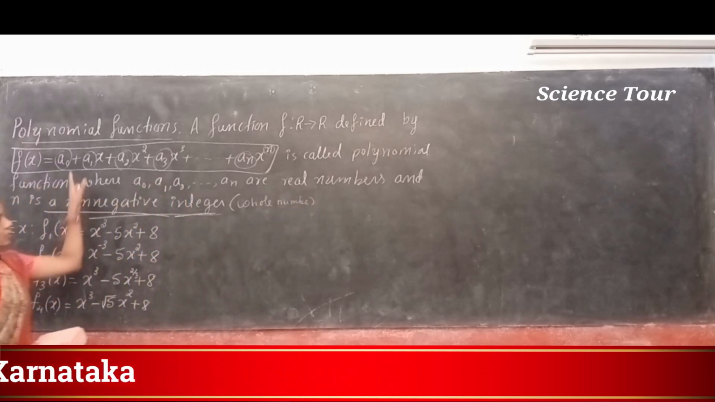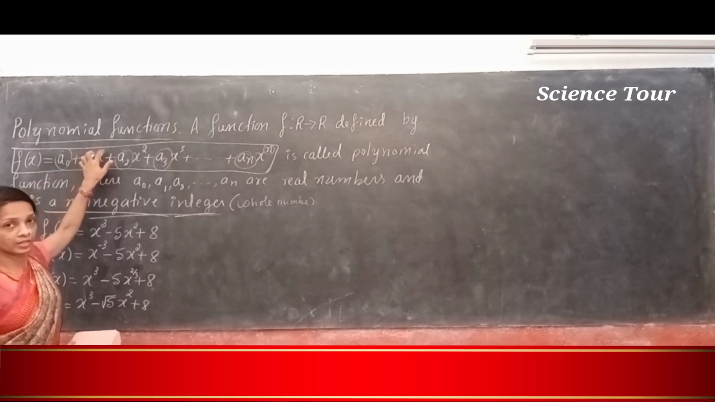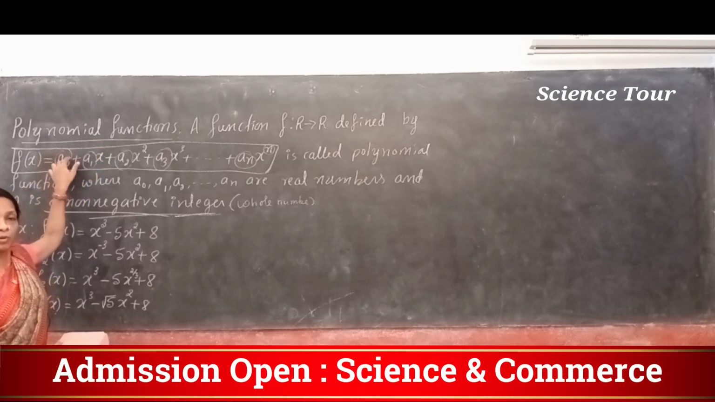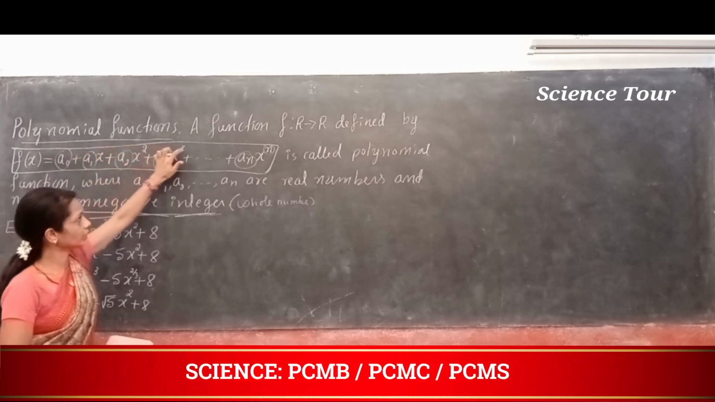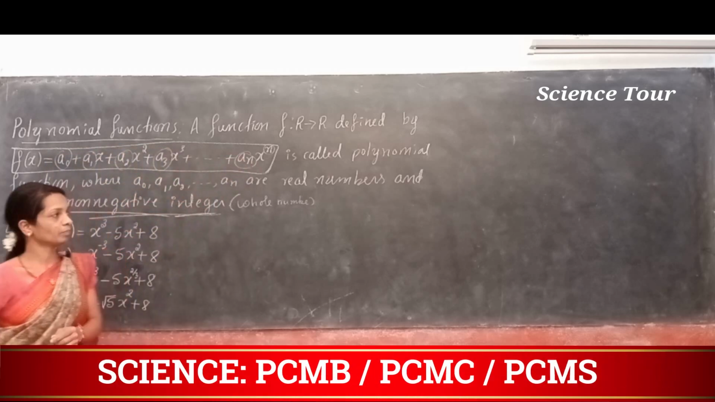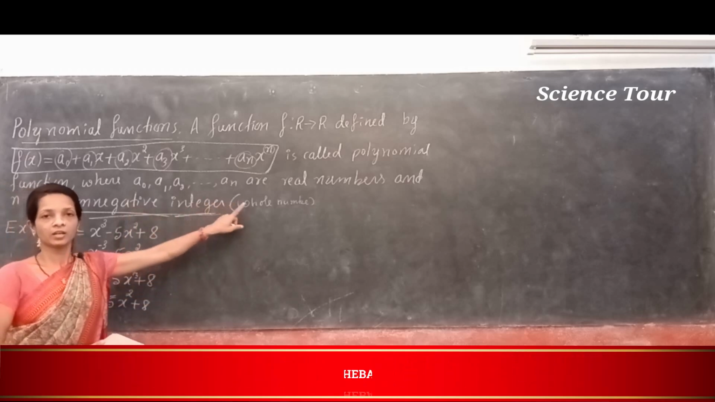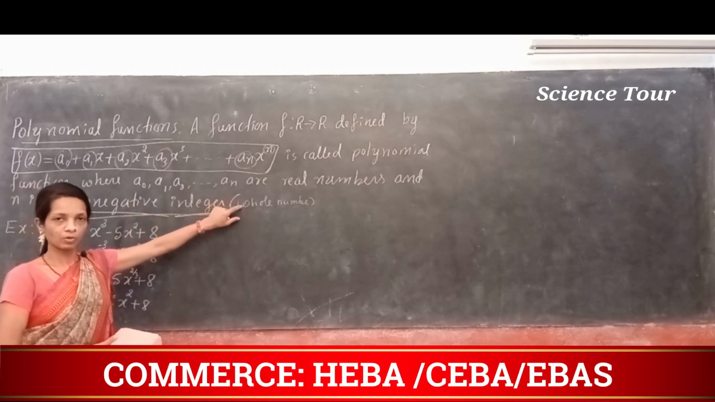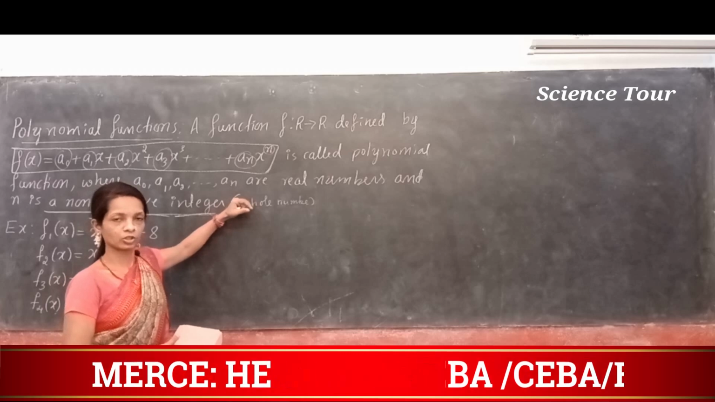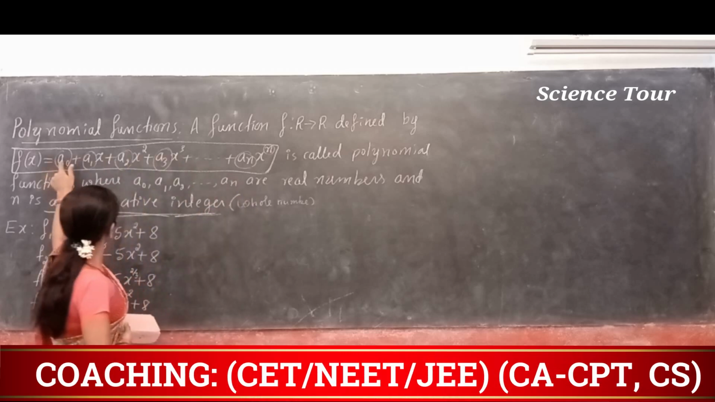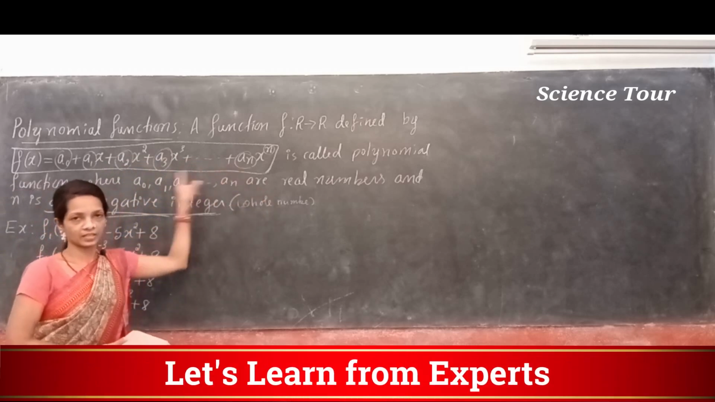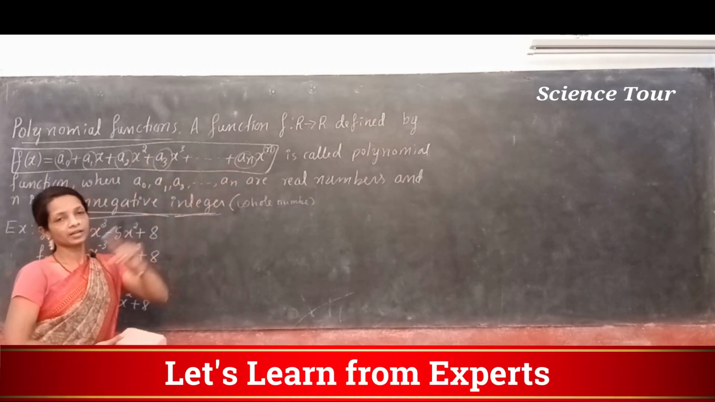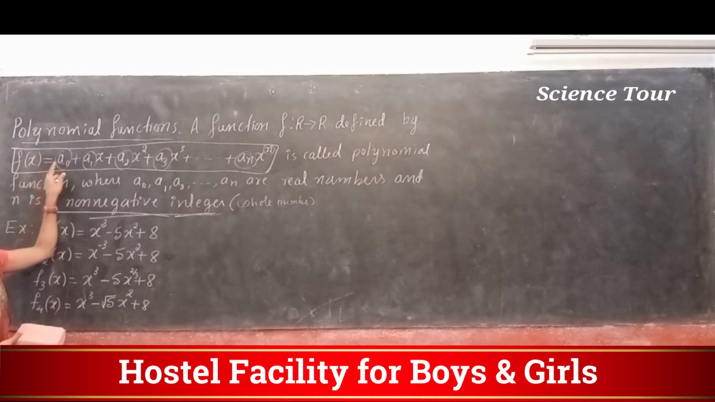If you see each power of x, where nothing is there, the power of x is 0. Next, x means x power 1, 2, 3 like that. The power of x should be a non-negative integer, meaning a whole number, and these coefficients a naught, a1 etc an are real numbers. So functions defined in this way are called polynomial functions.